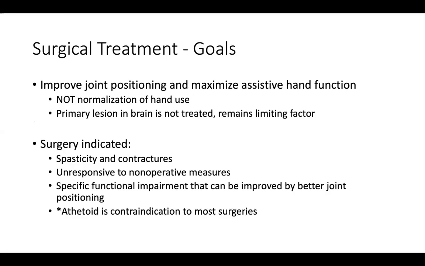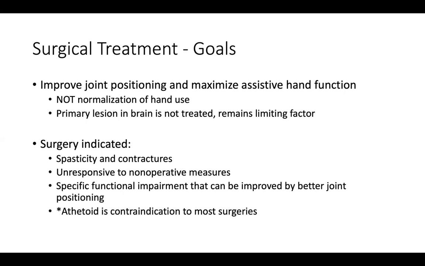And the goals of surgical treatment are to improve the joint positioning and maximize the hand function as an assist. It's not to try and normalize the use of the hand. And it's important for especially family members, parents to understand that, because again, that primary lesion that we talked about in the brain is not being treated and will always remain a limiting factor in their function. So we're just trying to optimize the use of the hand as an assist.